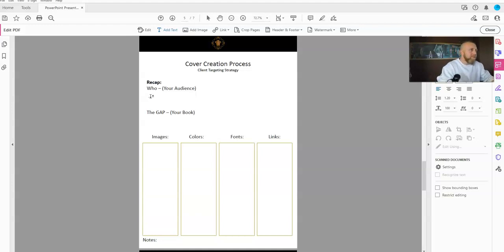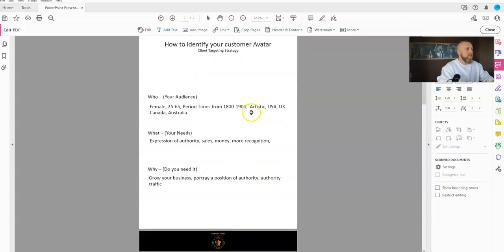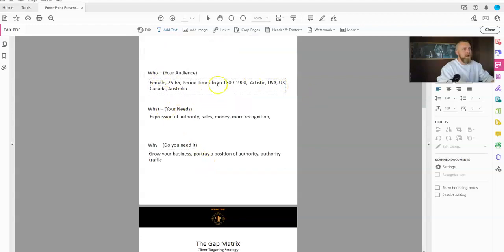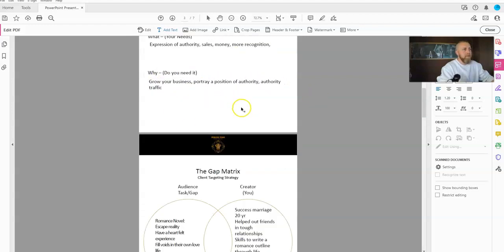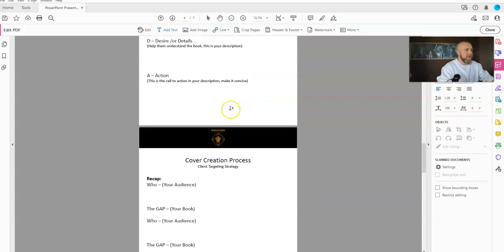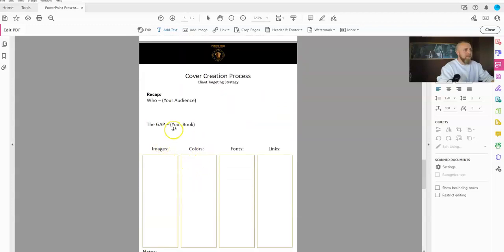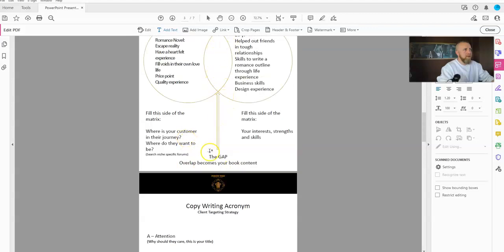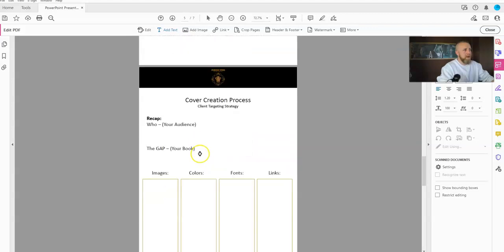So essentially here, guys, we're doing a bit of a recap. We want to know who our audience is again. So we go back to page 1 and we grab this part here. Who is our audience? It should be one single paragraph, right, by this stage. And we're going to paste that in here. And then the gap, your book, right? So the gap here, the overlap, we're going to paste that in here.